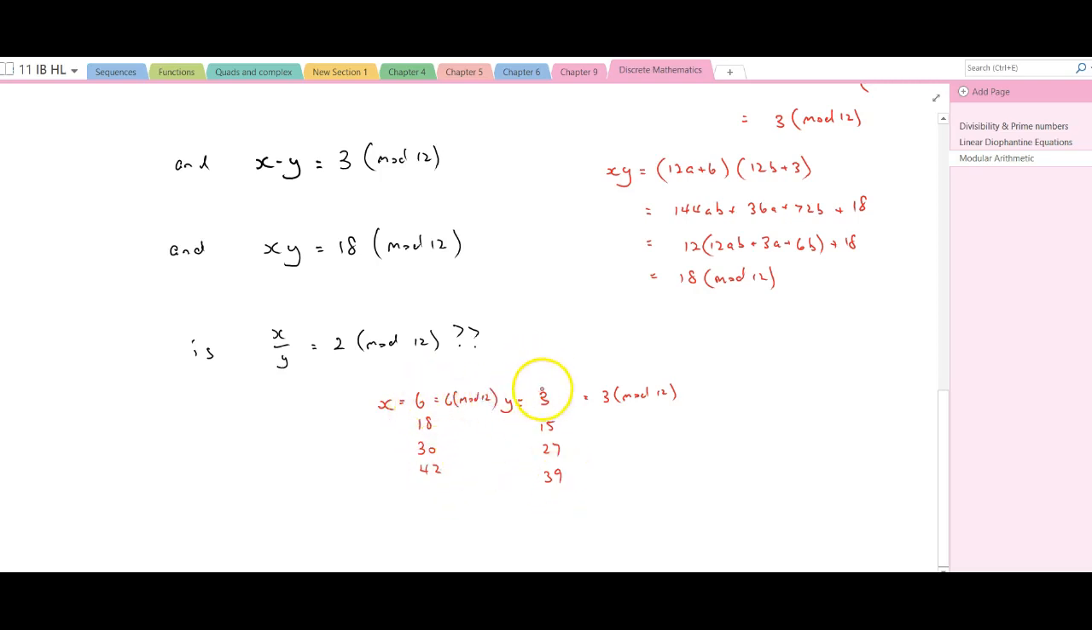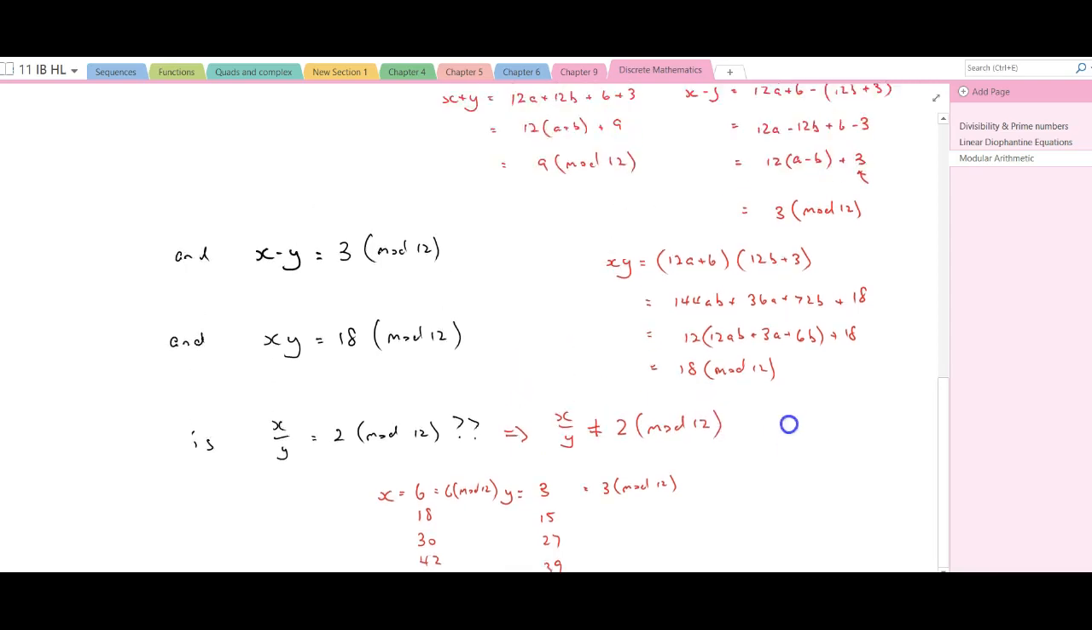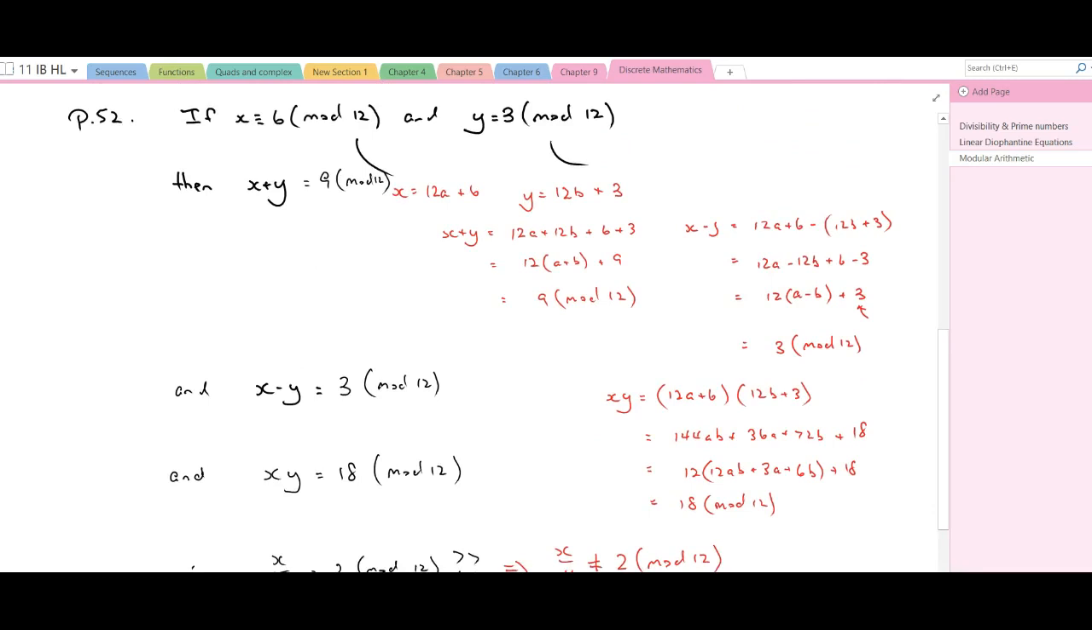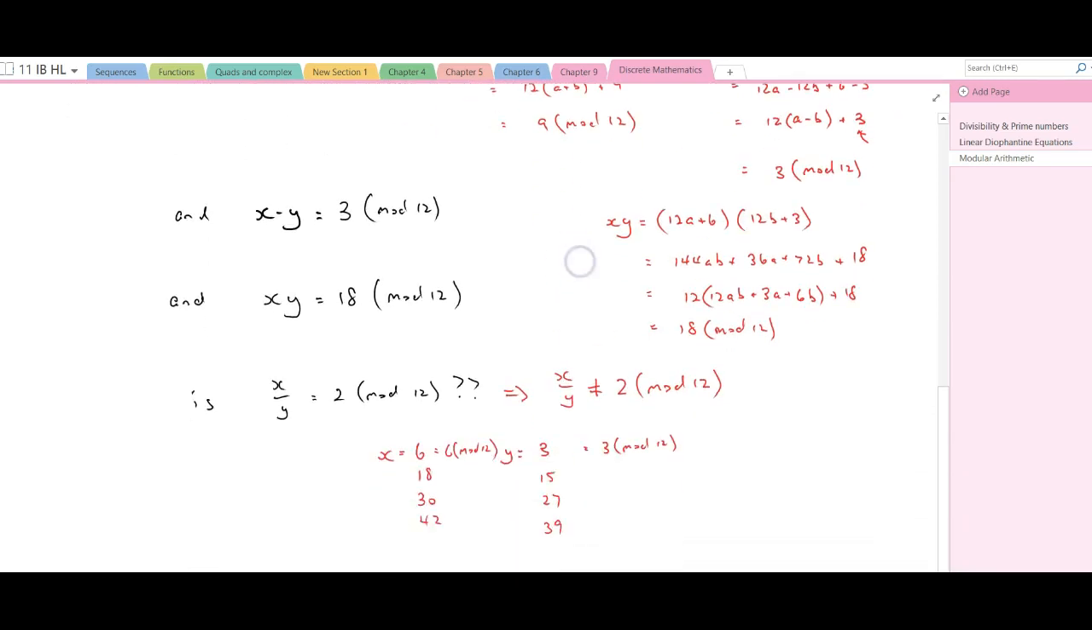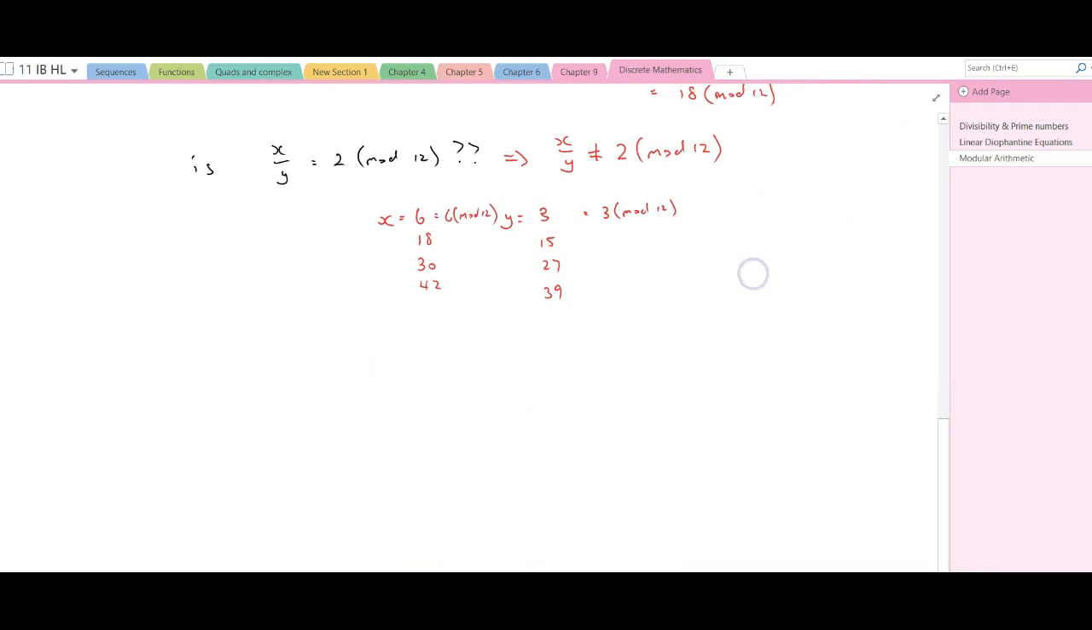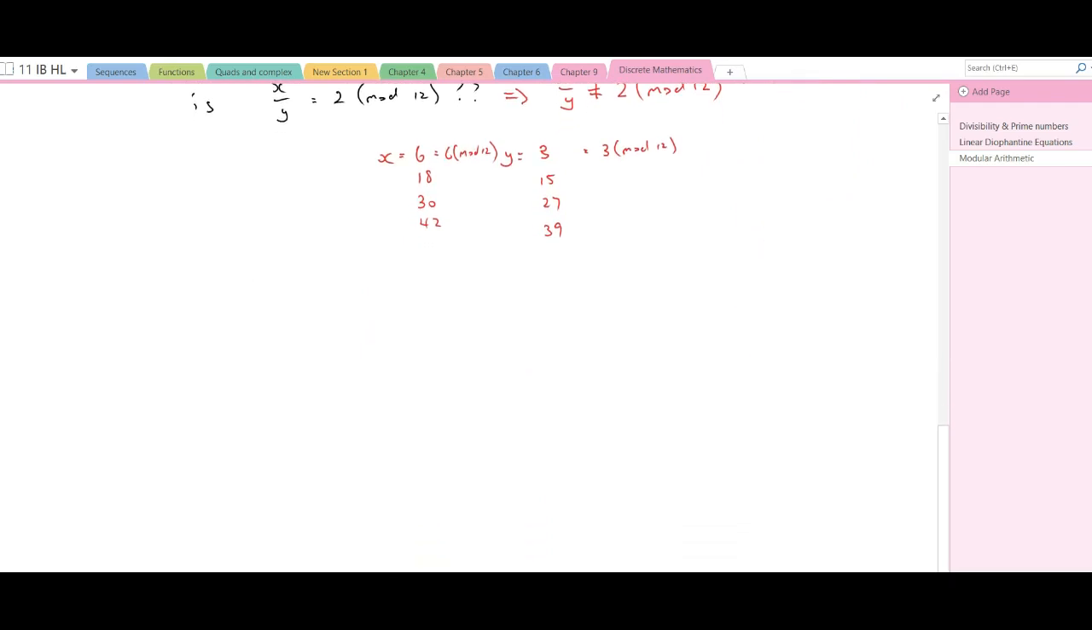Now, if we do a division of 6 divided by 3, yes, we get 2, but if we do a division of 6 divided by 15, we don't get 2. Or if we do a division of 18 divided by 3, we get 6. If we do a division of 30 divided by 15, we get 2. So we get different values. So our message from this is that x on y is not necessarily equal to 2 as a remainder mod 12. So we're going to hold there, and we're going to establish some addition, subtraction, multiplication rules here, but not division. We'll have a look at division and how it works in the next YouTube.